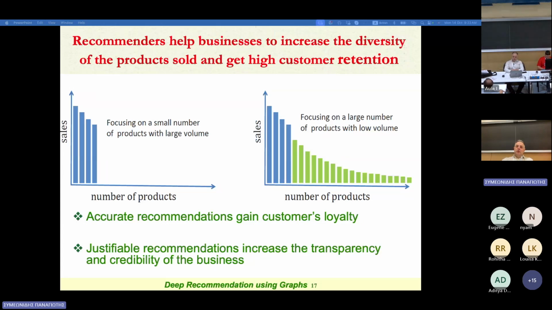So we have to focus on providing recommendations which are in the long tail of the item popularity. So we should focus on the large number of products with low volume. So this is something that we have to focus on because it can satisfy the preferences of the users.